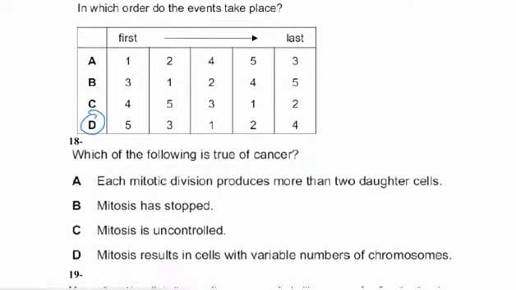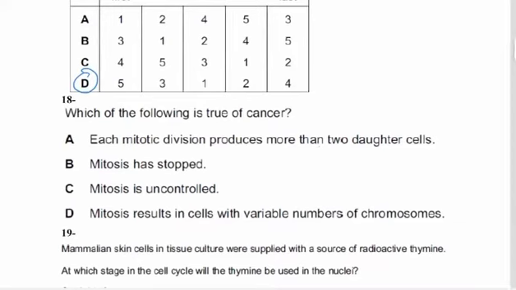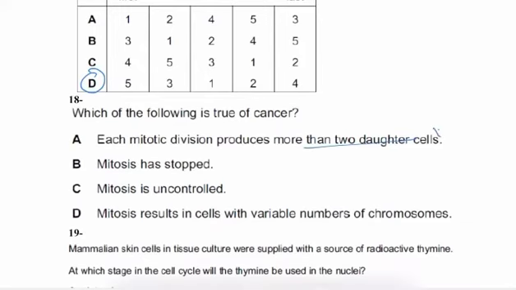Let's move towards the MCQ 18. Which of the following is true of cancer? Each mitotic division produces more than 2 daughter cells. No, this is not true about cancer. The mitosis is same as that in the normal cells. Mitosis has stopped. No, mitosis is actually uncontrolled. So the answer is C.